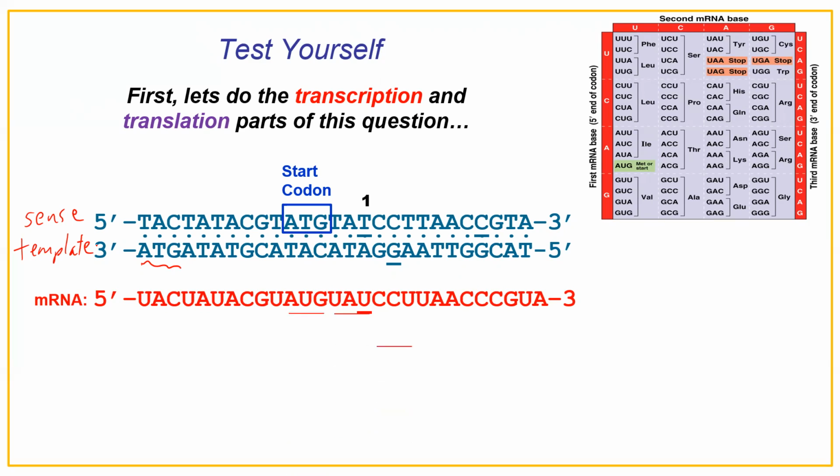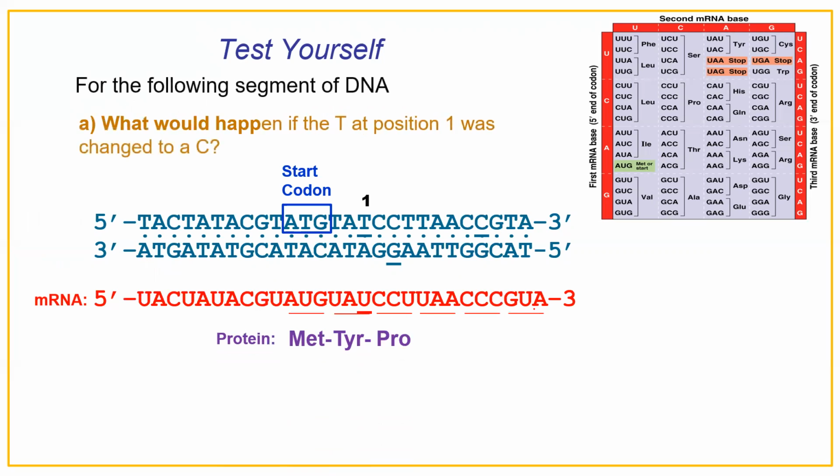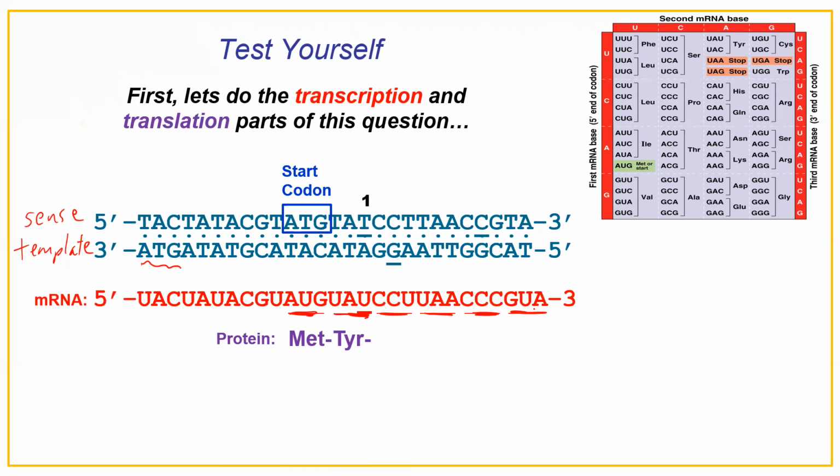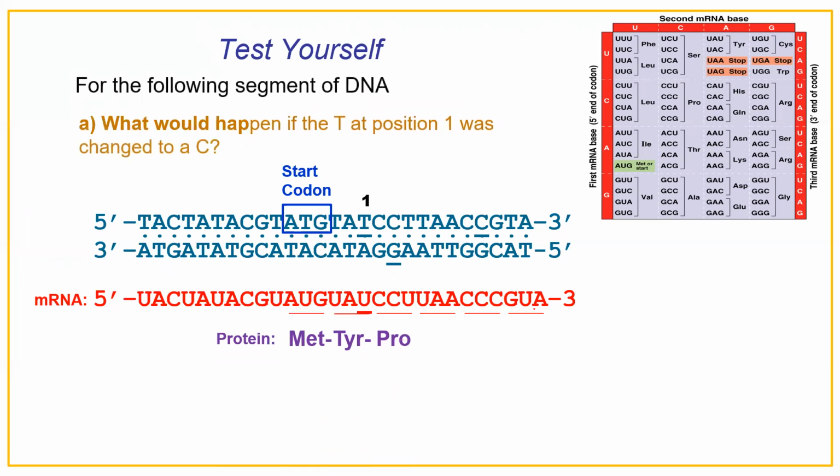For my protein, I'm going to start with the start codon, and you can see what I've done is I've underlined everything in triplets all the way to the end, and I'm just going to read my genetic code. That's going to give you my protein sequence. So AUG is methionine, UAU is tyrosine, CCU is proline, and that is actually the end, because UAA is my stop codon.